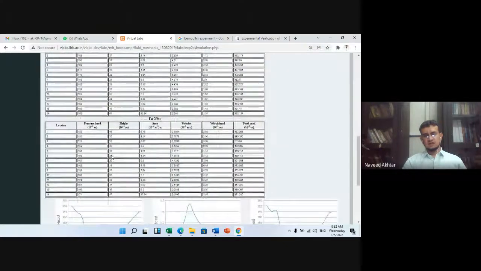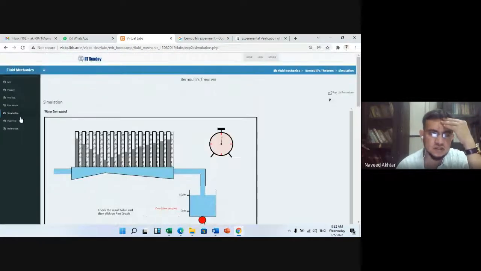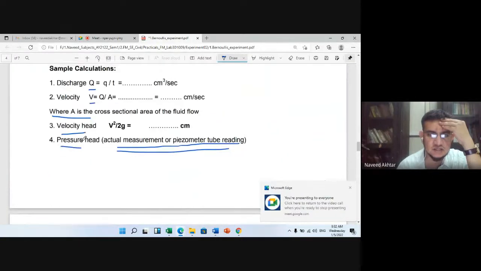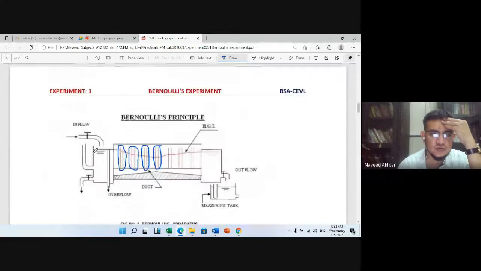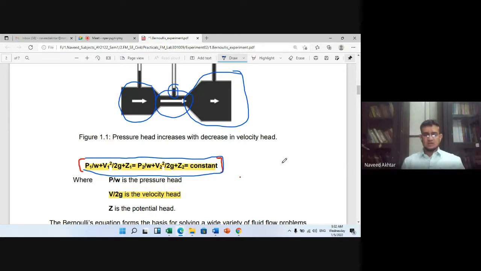Conclusion, you can find out the head loss. You can prove this equation here. The sample calculation you also have to do with the table by this equation. So you can find out the constant and you can see that E1 upon root D is equal to D2 from the other one, is equal to D from the other one. So from this experiment, you can verify the Bernoulli equation. Okay. This is all about the Bernoulli equation.